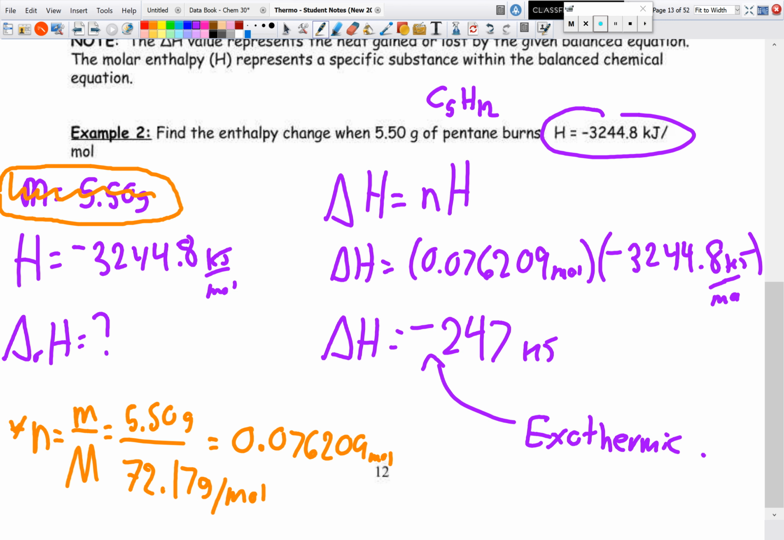Now I know it doesn't say what is exothermic or not, but then again, that's just right there for you. All right, so that's just a different example there, how we use a mass given and a molar enthalpy to solve for enthalpy change.